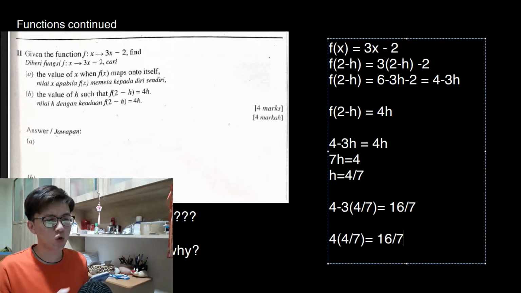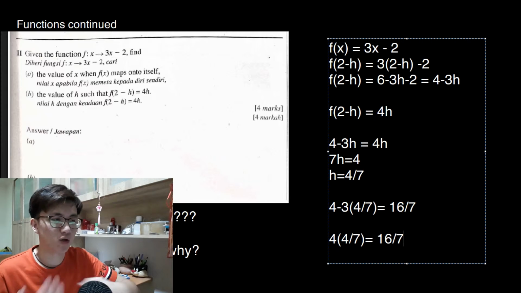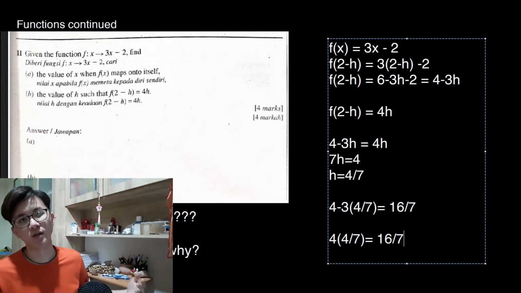So usually when it comes to this kind of case where you have parts A and B, the most common mistake is that you just do what you did on A, and that will lead you to a wrong answer.